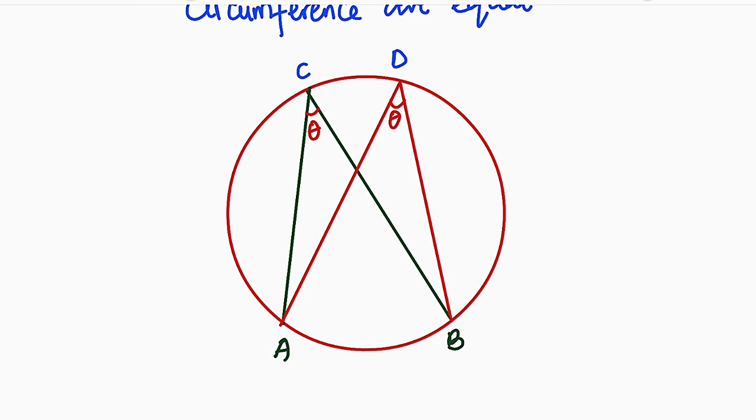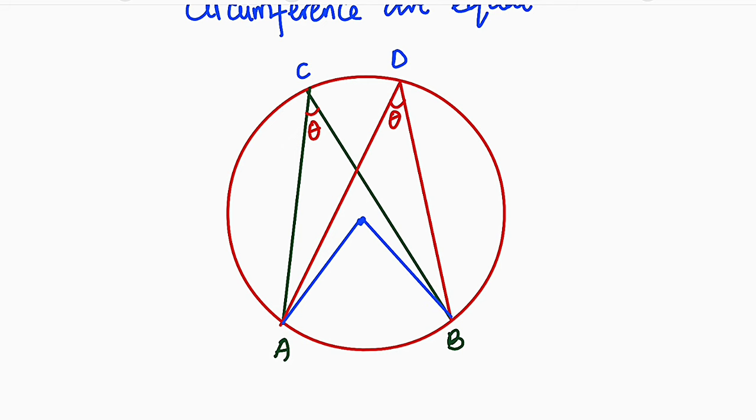I want you to recall that angle subtended to the center is twice the angle subtended to the circumference from the same arc. That's exactly what we have proved yesterday. You can watch the previous lesson. So suppose we have a center right here. We can form an angle from the same arc AB to the center. Something like this.